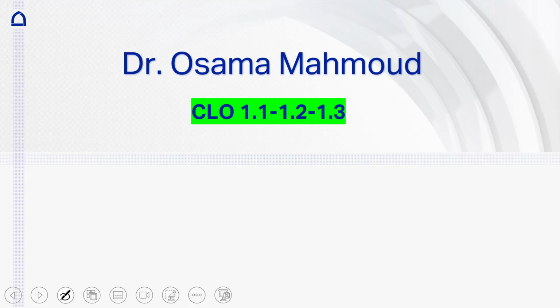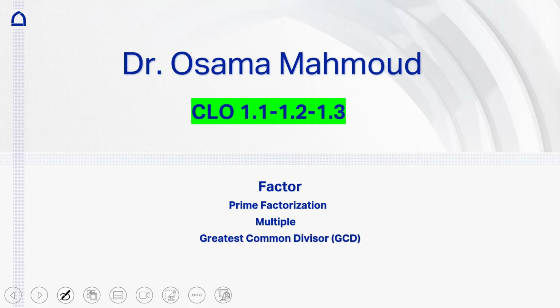Hi everyone. Let's talk about how to get the factors of an integer. Also, how to write an integer as a prime factorization, how to get a multiple of any integer, and how we can use these to get the greatest common divisor (GCD), as well as the least common multiple (LCM). Finally, we are talking about the division algorithm.